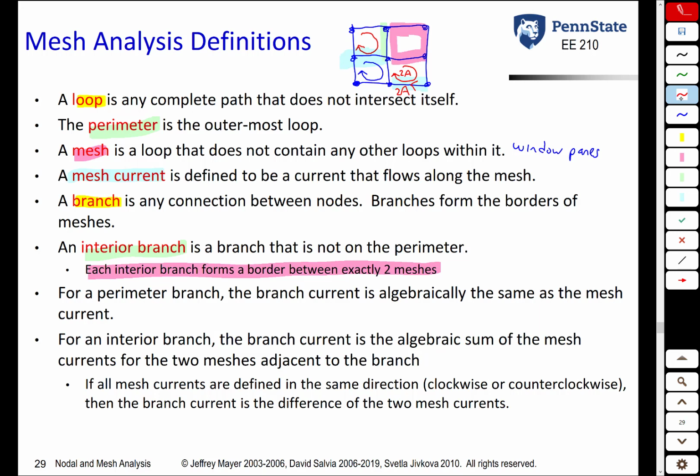One other final point here, if you define all of your mesh currents in a clockwise way, then these branch currents are always going to be the difference between two meshes. Because notice, if all of your mesh currents are clockwise, such as in this example here, the branch current is going to be in the same direction as one of the meshes, and the opposite direction of the other mesh.